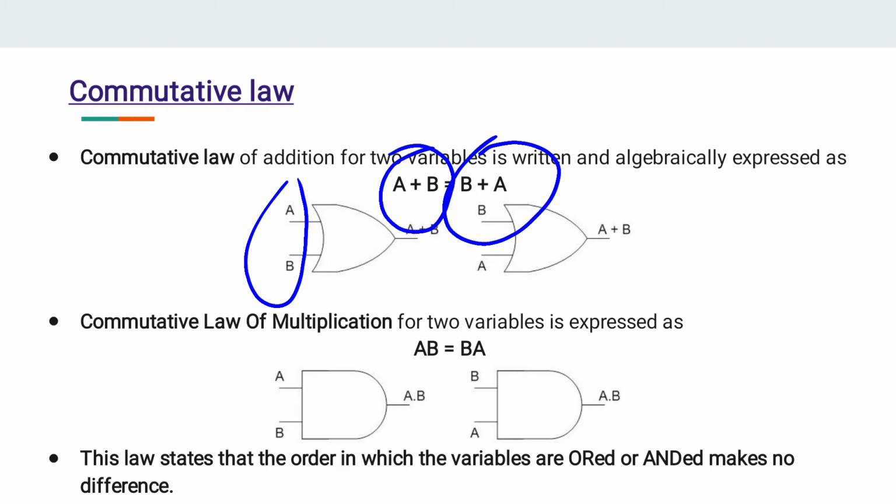So just we have to go for the operation, that is addition of two variables. So when it comes to the multiplication condition, AB, nothing but a multiplication of two variables, it can be expressed in any order, the output will be the same.